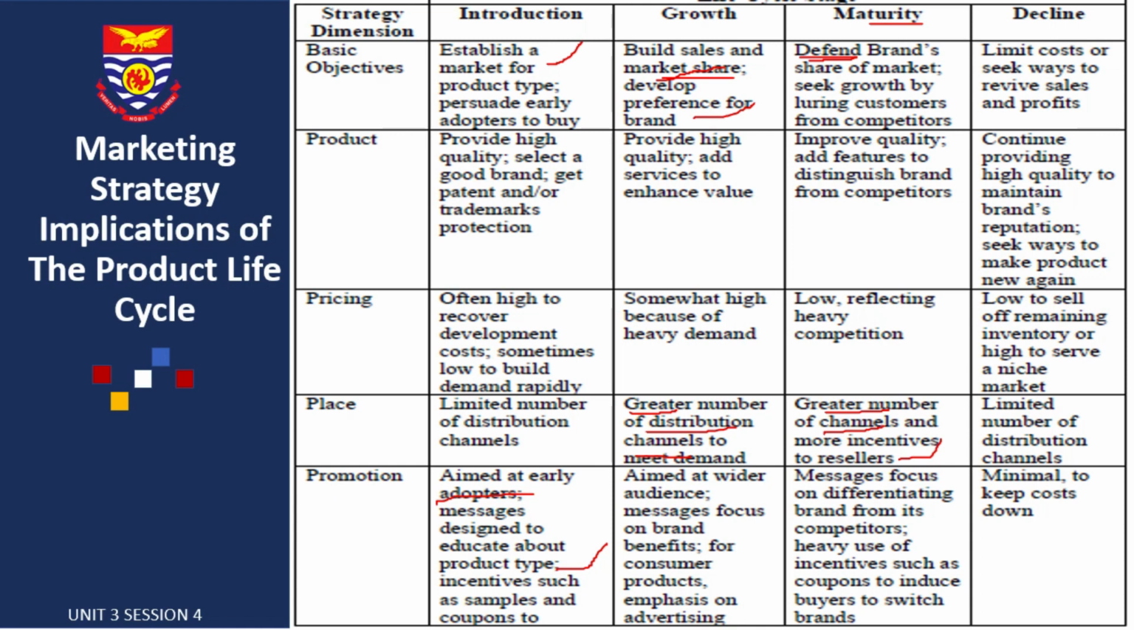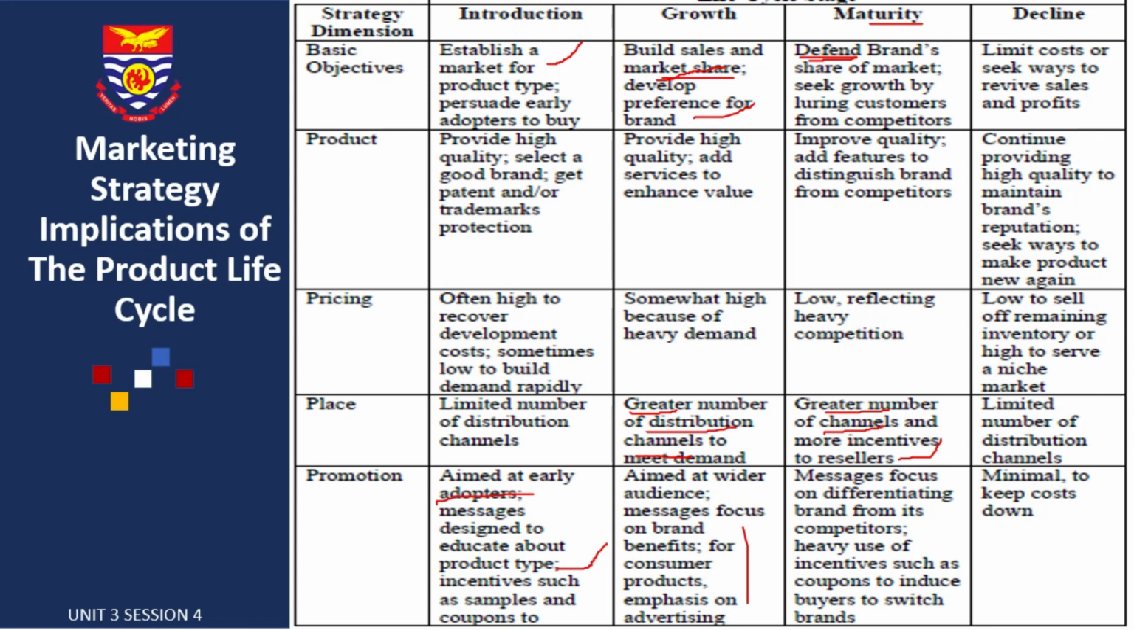Under the growth stage, the marketer should aim at a wider audience. That is, the messages should be focused on brand benefits for consumer products. The marketer should emphasize advertisement. Advertising and promotional activities should be conducted so that customers would be aware of the product.